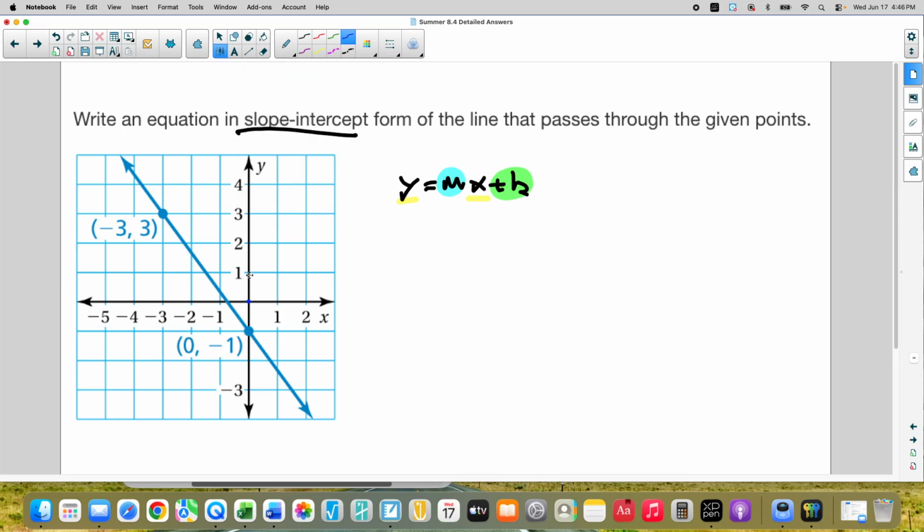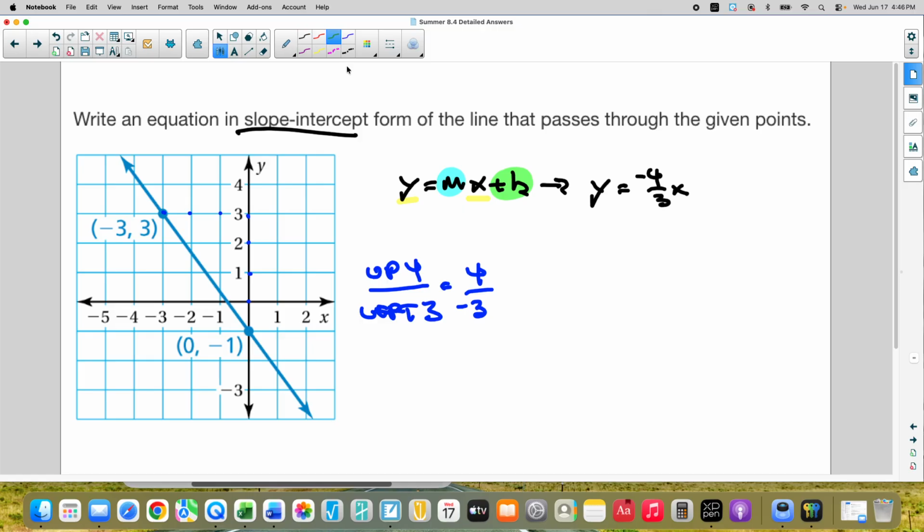We go up 1, 2, 3, 4, up 4, and left 1, 2, 3. So up 4, left 3, up is positive, left is negative. So my slope is going to be -4/3. So y equals -4/3 x. Mr. Mack, it says 4 over -3. Remember that negative can be in the denominator or the numerator. It doesn't matter which one.